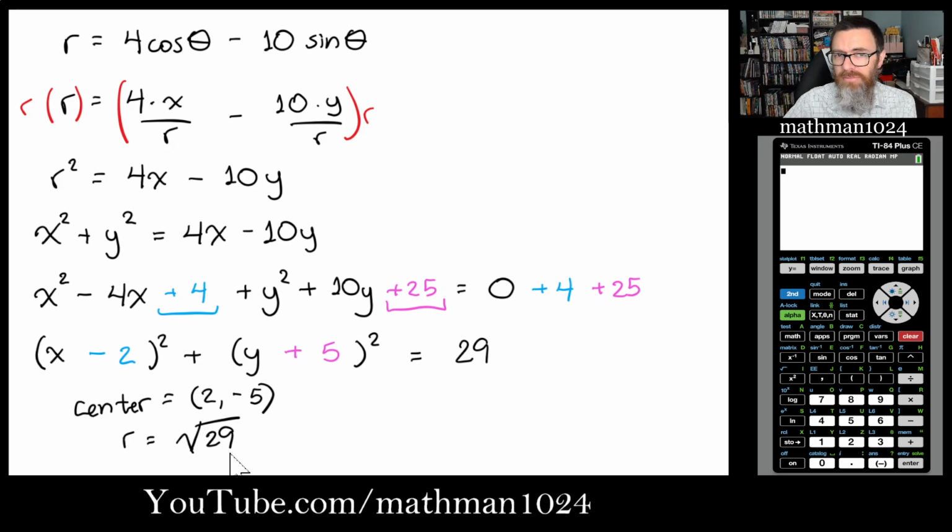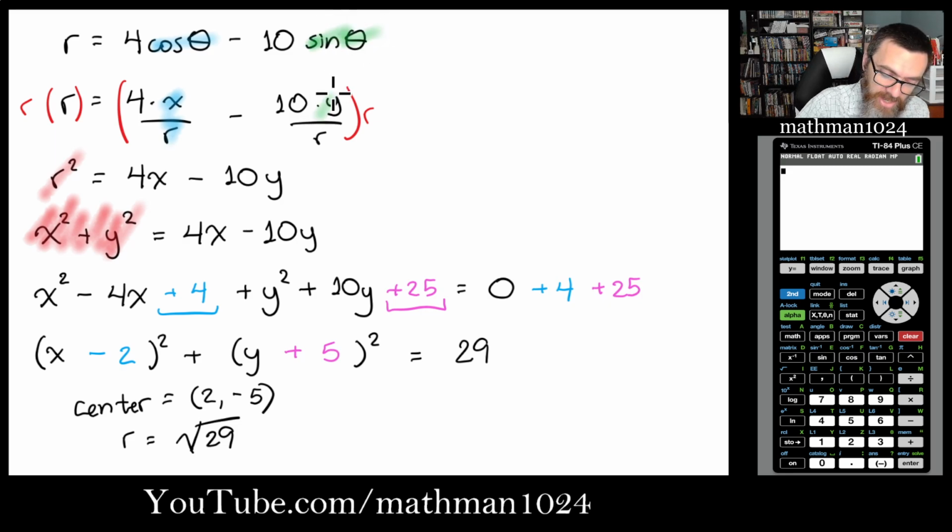Conversion really isn't so bad. You just have to remember some of the tricks. Remember that when you see r squared, you're going to rewrite that as x squared plus y squared. Easily converting from r into x and y. And then, of course, the simple trick of cosine of theta is x over r, and sine of theta is y over r. All right, so keep that straight, and you're going to be okay.